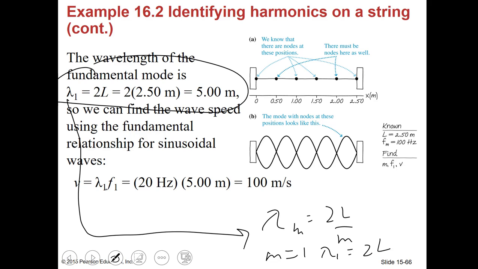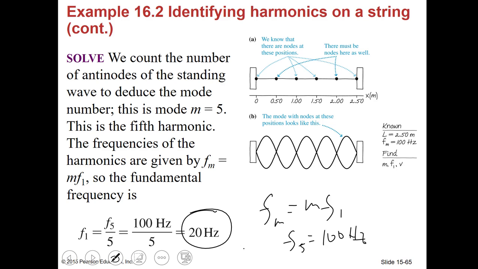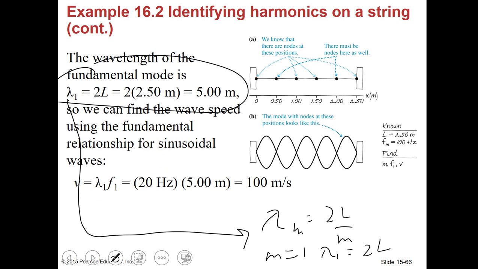Okay, so the wavelength is 5 meters, the fundamental wavelength. The fundamental frequency was 20 hertz. So the speed is equal to the wavelength times the frequency, so 20 times 5. So we got the wave speed from the fundamental wavelength, fundamental frequency. You could have used the fifth harmonic frequency and the fifth harmonic wavelength if you wanted to. You would still get the same wave speed.